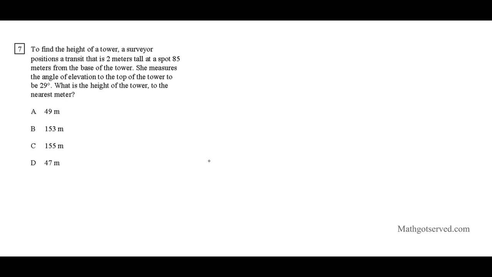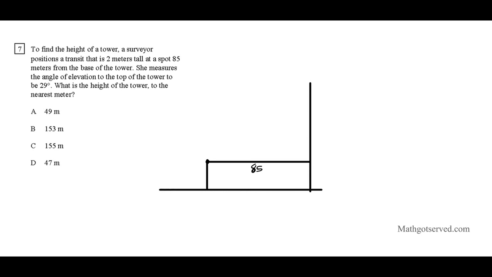So we have a transit positioned 85 meters from the base of a tower. So let's say this is a tower right here. The transit is 85 meters away from the base of the tower. The transit is not on the ground. The transit has a height of 2 meters, so the height of the transit from the ground is 2 meters. All right, so this is the ground right here. We can even put the legs of the transit.